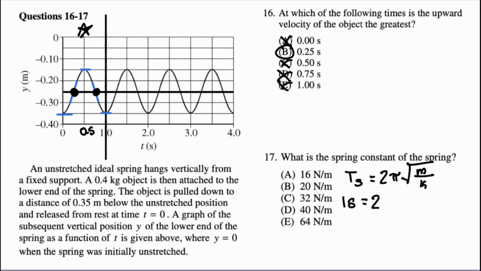And then we have 2 pi times the square root of the mass of the object, which is 0.4, over k. And then if you were to do out the calculations, k comes out to be 16. For time purposes, I won't show it, but you can just put it into your calculator, and it's just a simple rearrangement of variables.